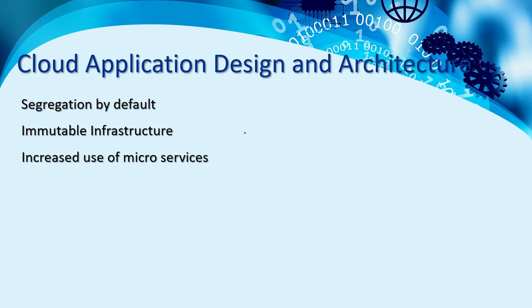Cloud application design and architecture: segregation by default. The application can easily be run in its own isolated cloud environment. Depending on the provider, this could be a separate virtual network or account, or sub-account.